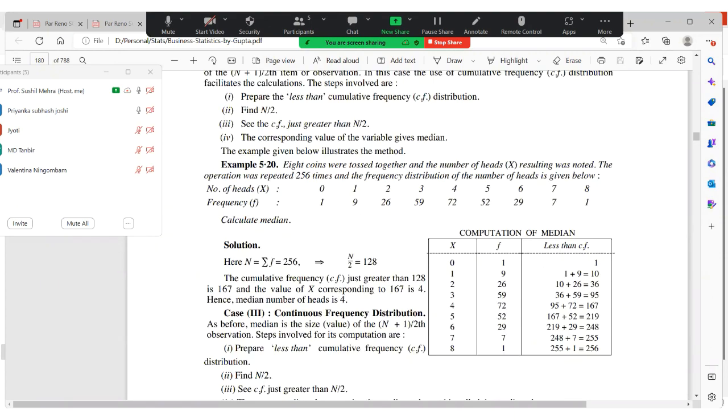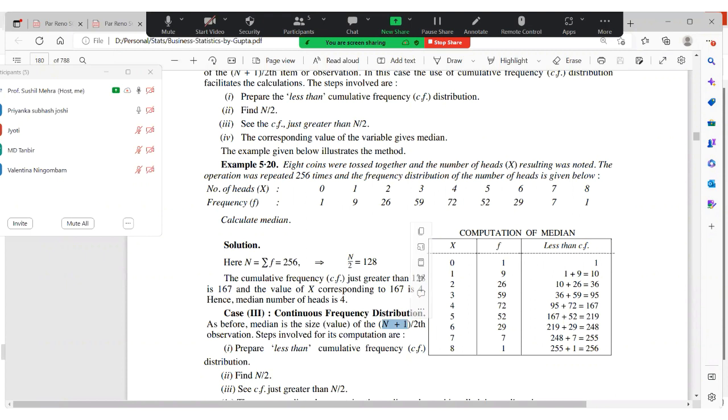I don't think they have done this in the right way. The formula is (n plus 1) by 2, that is the right way, right? They have taken n by 2. That is wrong, right? We have to take (n plus 1) by 2.